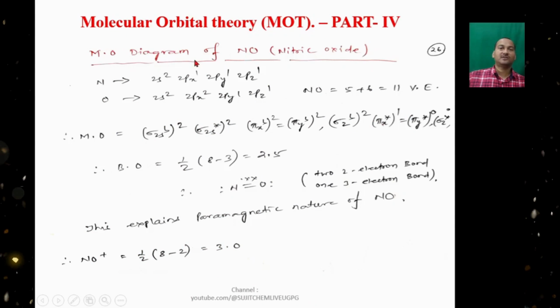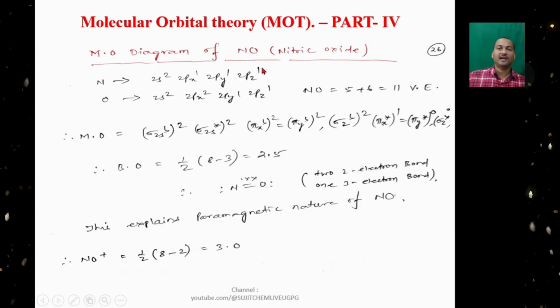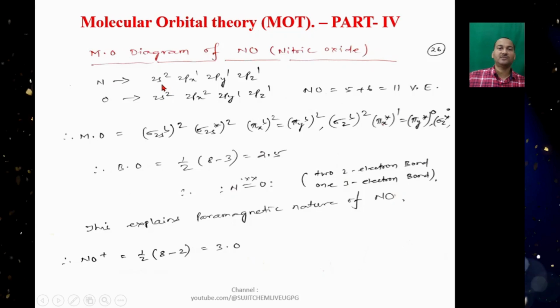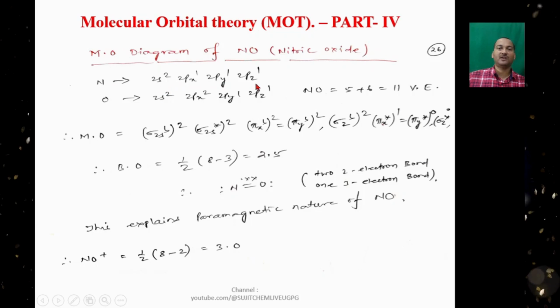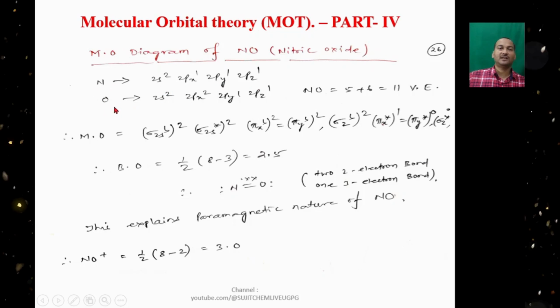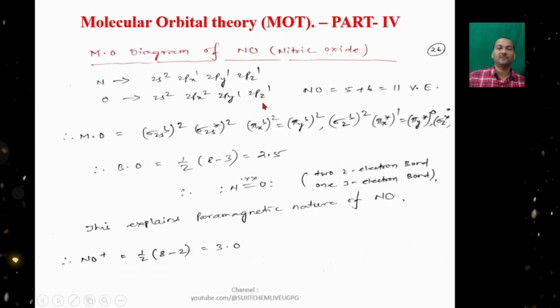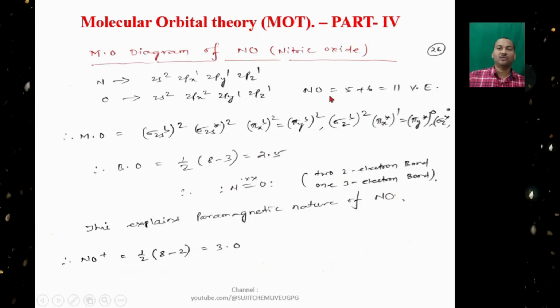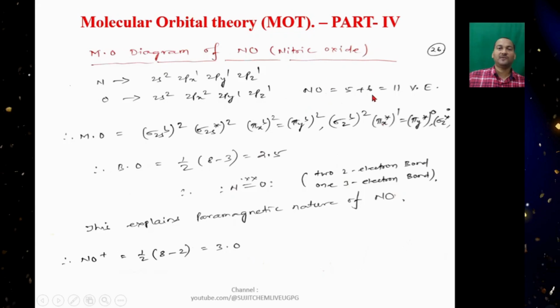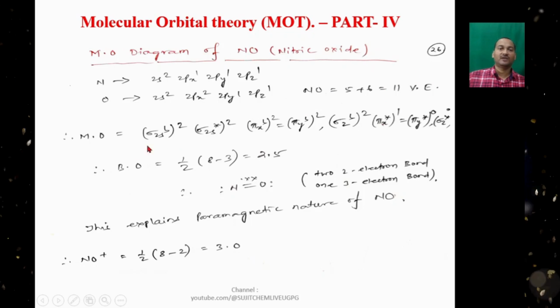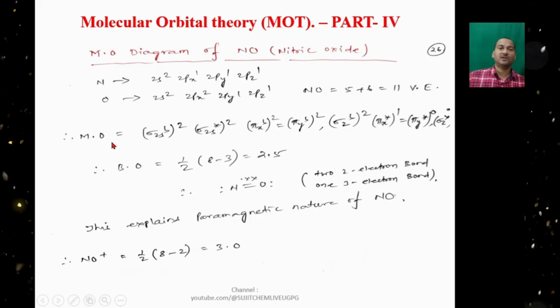Now let's discuss the MO diagram of a NO molecule, nitric oxide. Nitrogen, we know, has the valence shell configuration 2s2, 2px1, 2py1 and 2pz1, and oxygen has the valence configuration 2s2, 2px2, 2py1 and 2pz1. So in total the NO molecule will contain 5 plus 6, that is 11 valence electrons.